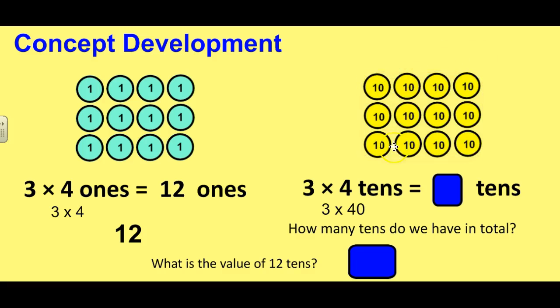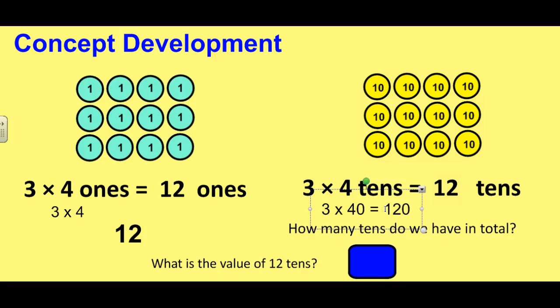So this is what your array looks like now. We've got 3 rows of 4 tens, and altogether I have 12 tens because there's 4, 8, 12. So I know that 3 times 4 tens is the same thing as 3 times 40. So if 3 times 4 tens is 12 tens, then how much is 12 tens? I want you to write that on your board.